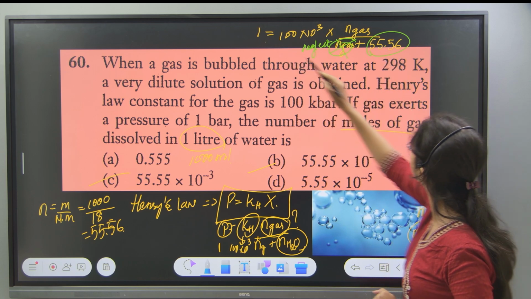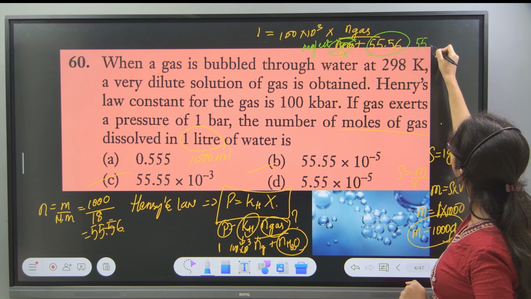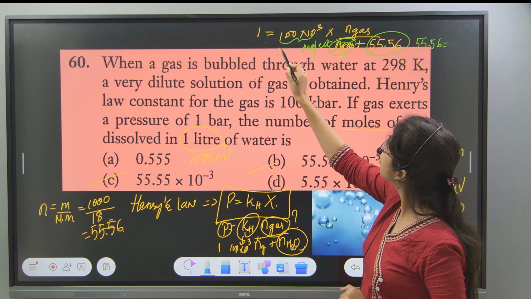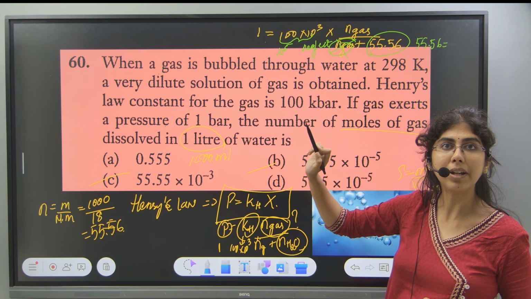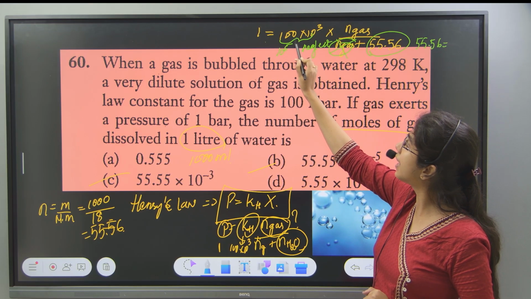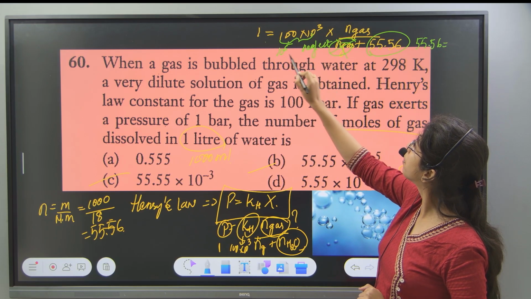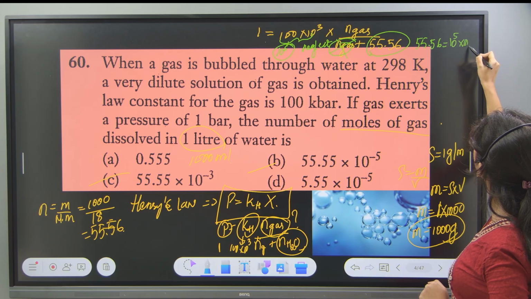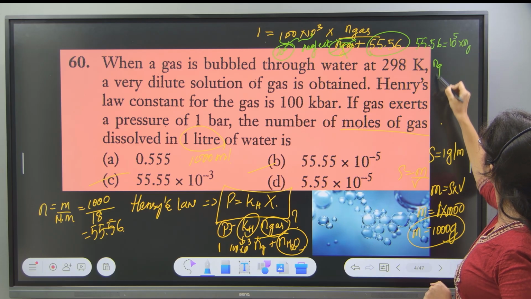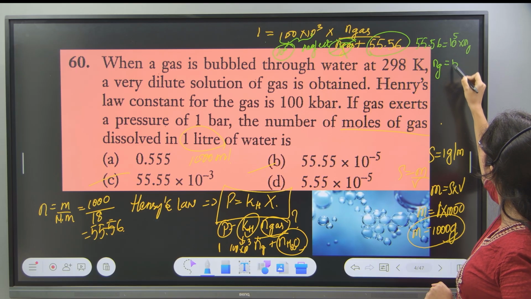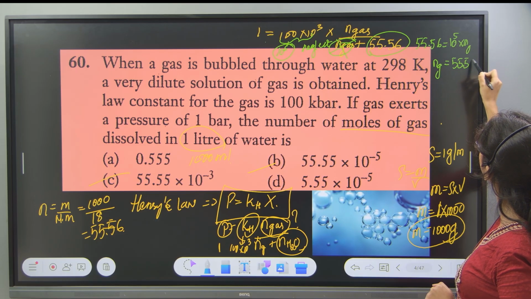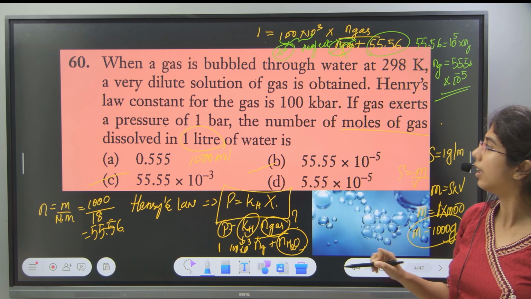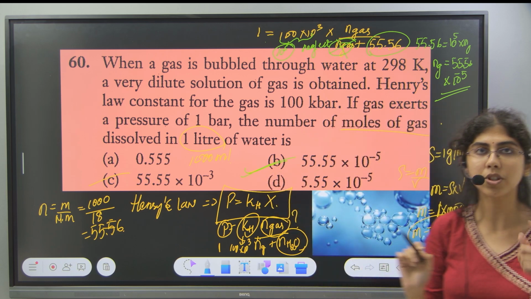Now what do we get? We'll shift this over here to the left hand side. 55.56 is equal to, can I write this as 10 power 5? 100 is 10 power 2, and 10 power 2 into 10 power 3 is 10 power 5. So 10 power 5 into moles of gas. Now moles of gas is equal to, shifting this over there, 55.56 into 10 power minus 5. So it is option B. Good. Option B is correct.